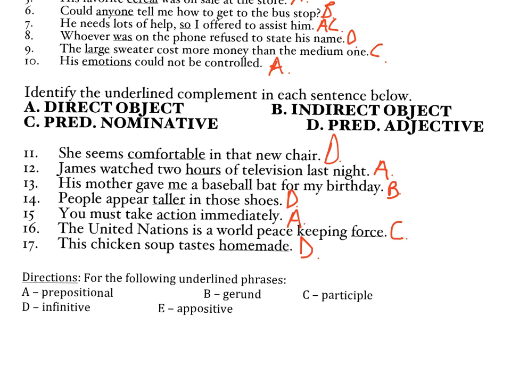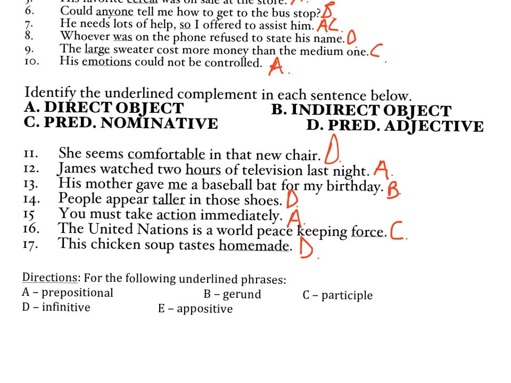Here we're talking about subjects, verbs, but in this particular case, direct and indirect objects, predicate nominatives, and predicate adjectives. We're, of course, dealing with what type of verb we have, and then figuring out from there what type of complement we have. She seems comfortable in that new chair. Comfortable here is a predicate adjective. The verb seems is important. Seems is a linking verb, and it's describing the subject she, so predicate adjective.